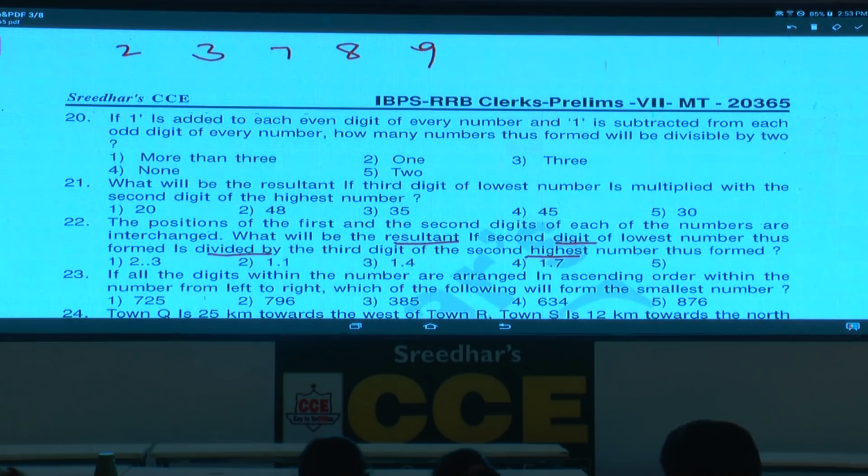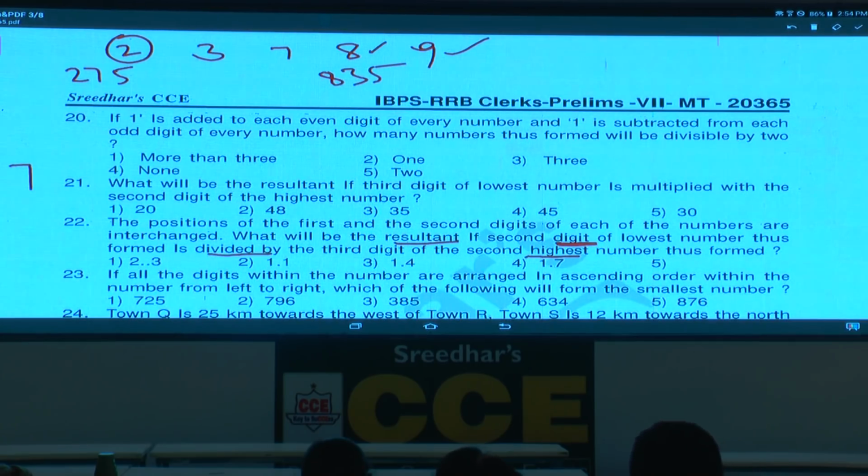Then the question is about what? On interchange, what will be the resultant of second digit of lowest number? And which is the lowest number here? The lowest number is 725, and that is nothing but 275. And what is the second digit in this one? Second is 7. Now the second digit 7 is divided by what? Third digit of the second highest number. First highest is 9 and the second highest is 8. Hence what is the highest number, second highest here? 835. Now in this 835, which number should be taken here?